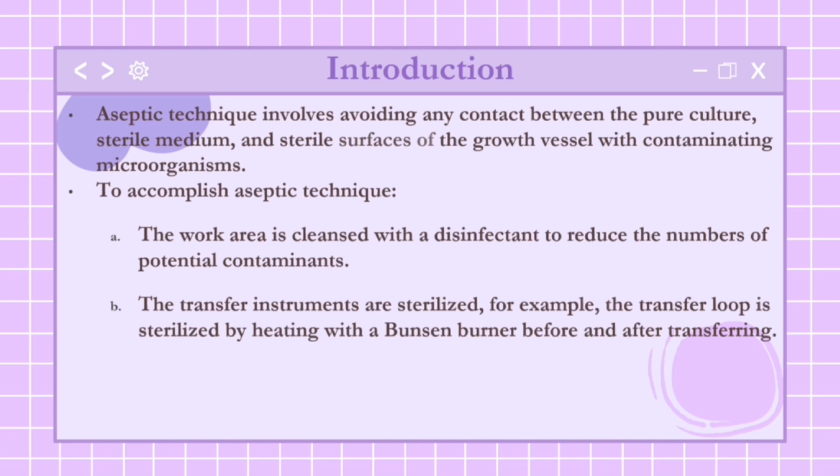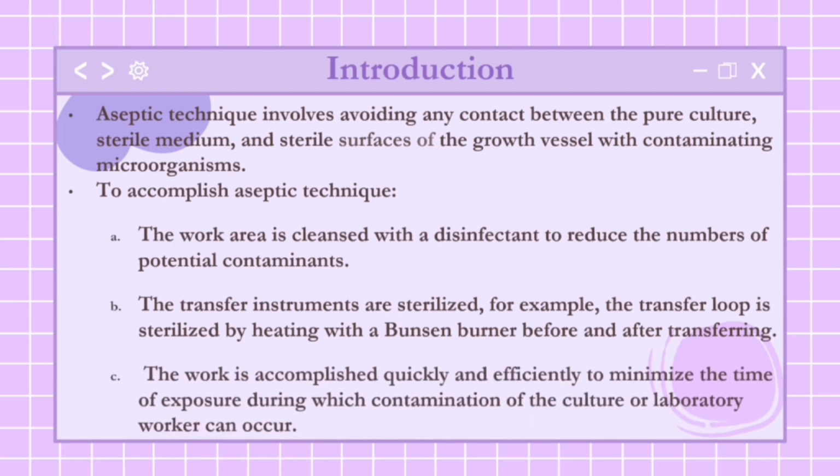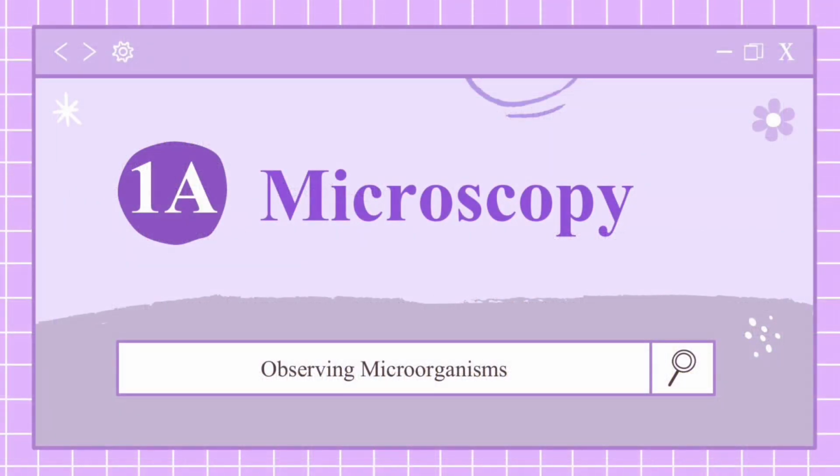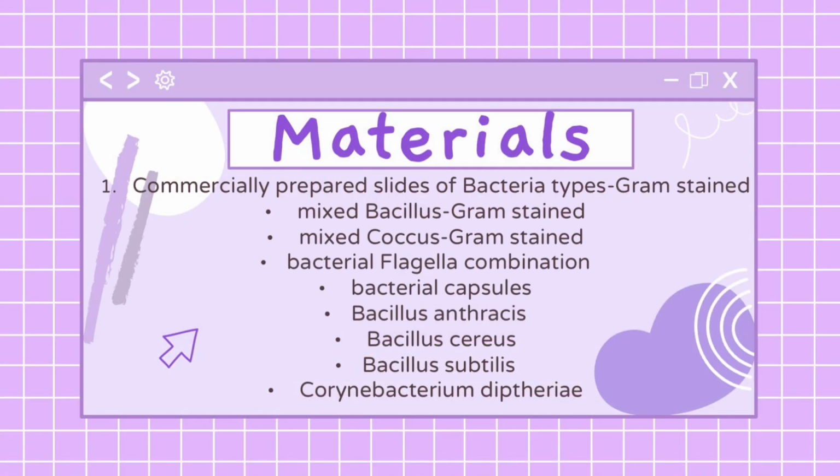For example, the transfer loop is sterilized by heating with a Bunsen burner before and after transferring. The work is accomplished quickly and efficiently to minimize the time of exposure during which contamination of the culture or laboratory worker can occur. Alright, so microscopy 1A. Here are the materials.